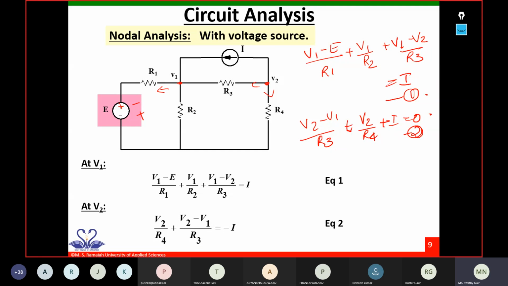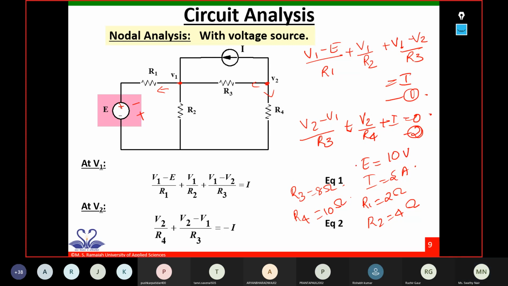So I am giving the values for this. Let E is equal to 10 volts, I is equal to 5 amps, R1 is 2 ohms, R2 is 4 ohms, R3 is 8 ohms, and R4 equals 10 ohms. Substitute and find out the values of V1 and V2. What is V1 and V2?